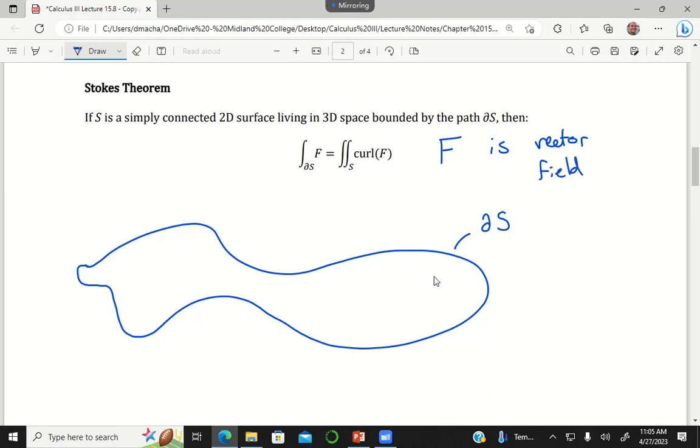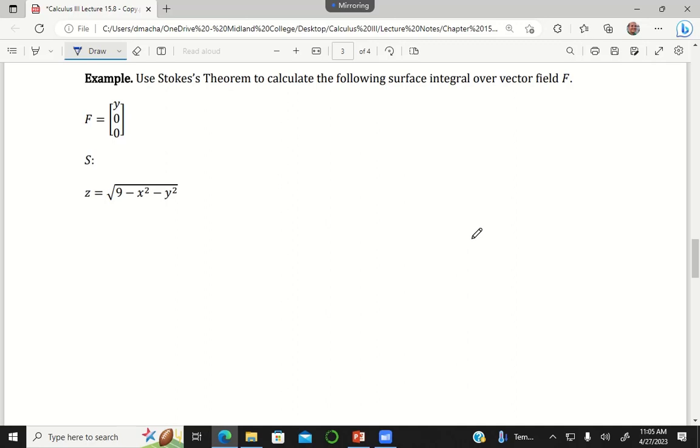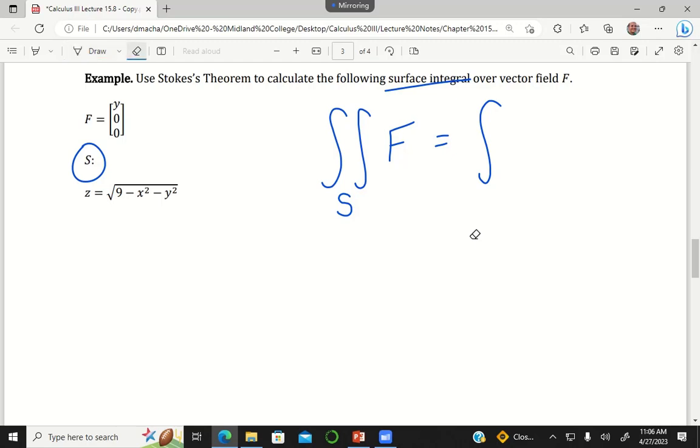Okay, so let's see if I have any examples where this could be useful. It says use Stokes' theorem to calculate the following surface integral over the vector field F. And so I've got this surface, and I didn't write it out, but I'm saying take this surface integral over capital F. And Stokes' theorem tells me that this is actually equal to, well, hold on, no it doesn't. It had to be the curl, right? Not just the whole vector field.